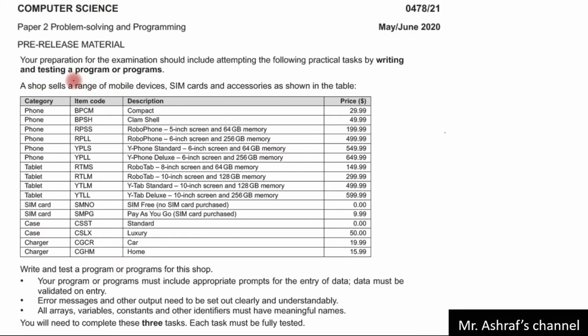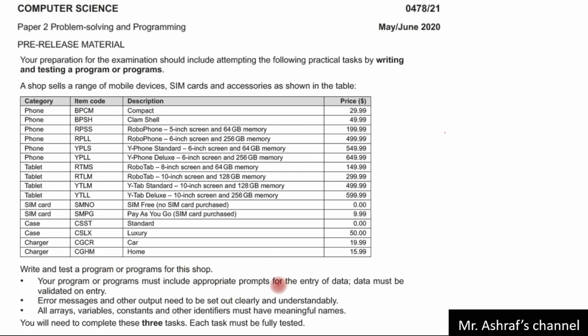The situation here is talking about a shop that sells a range of mobile devices, SIM cards, and accessories as shown in the table. The table here is showing 10 mobile devices and then 2 types of SIM cards, 2 types of case, 2 types of charger. Your program must include the following points.